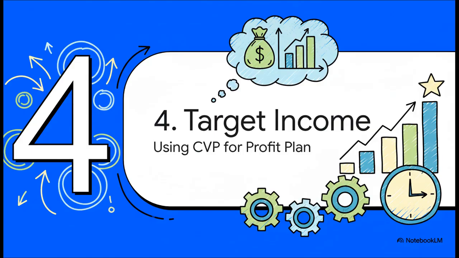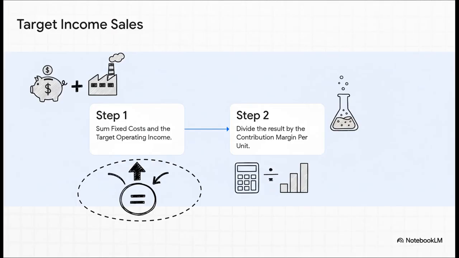Of course, the goal of any enterprise is not merely to break even, but to generate a profit. This is where CVP analysis evolves from a tool of discovery to a powerful tool for planning. We can use it to determine the exact level of sales needed to achieve a specific profit objective. The formula to achieve this is a logical extension of our break-even calculation.